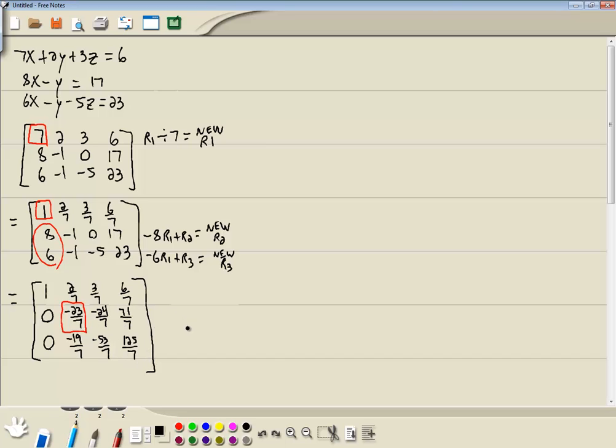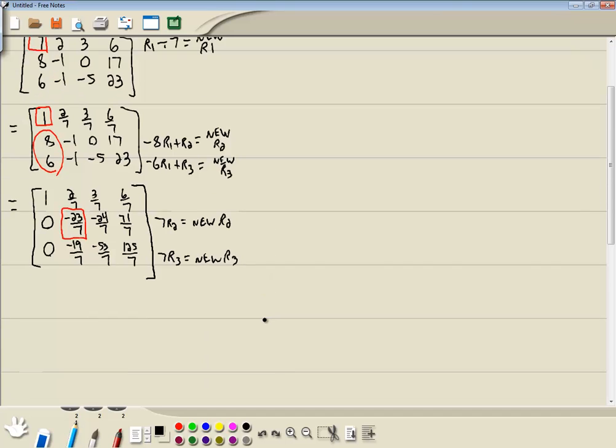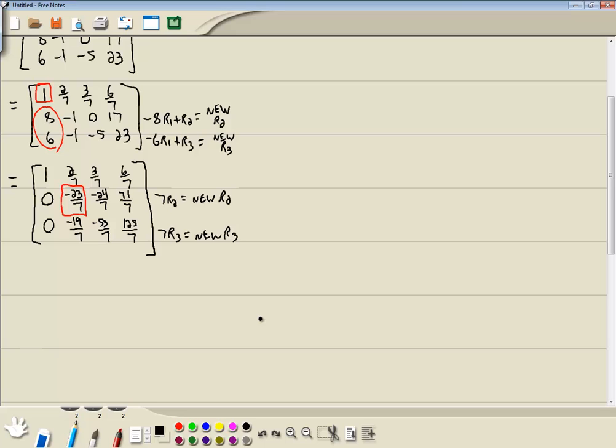So I can simplify my life a little bit by multiplying both of these rows by 7. Take 7 times row 2, that's going to give us our new row 2. And 7 times row 3 is going to give us our new row 3. Now, even though I'm using the calculator to do the fraction part, it still doesn't hurt to actually make it a little bit simpler.